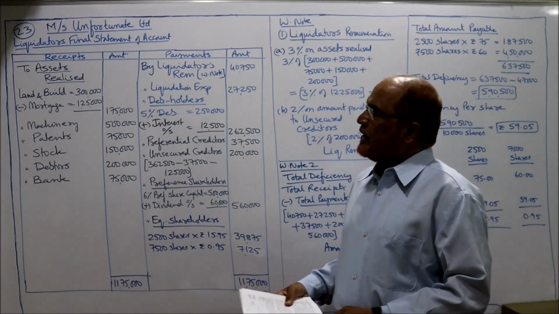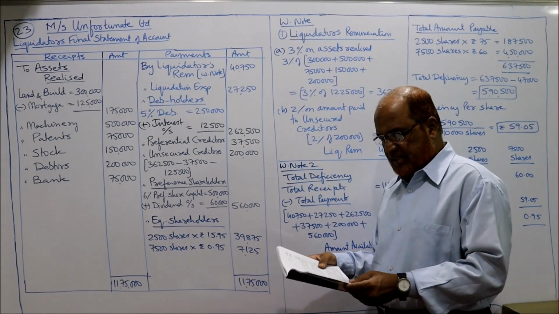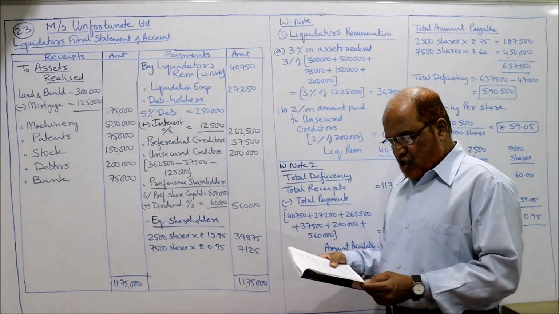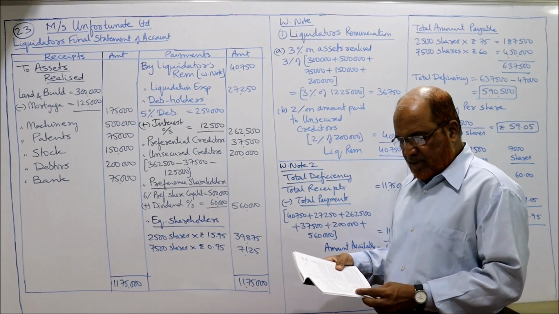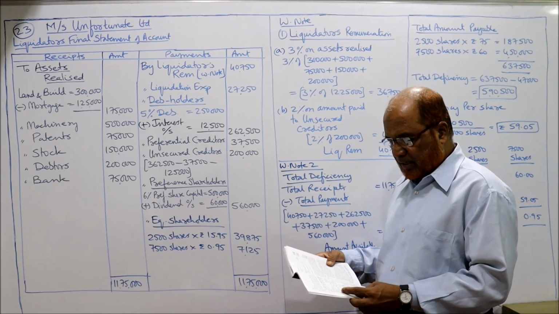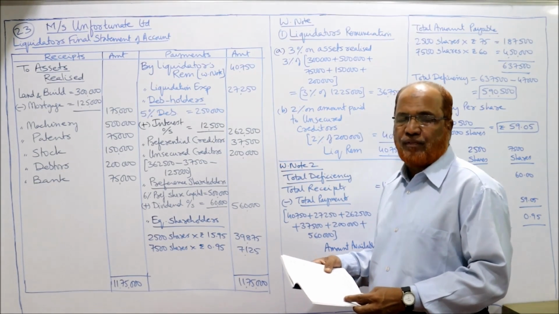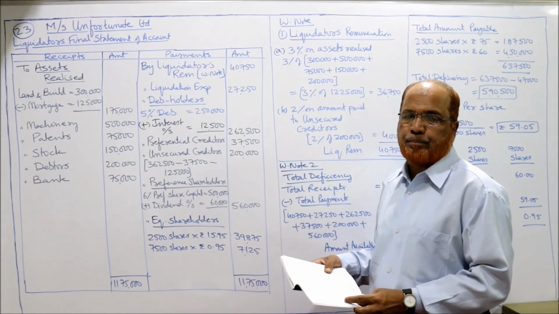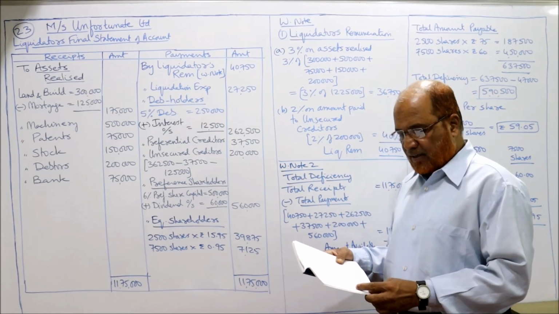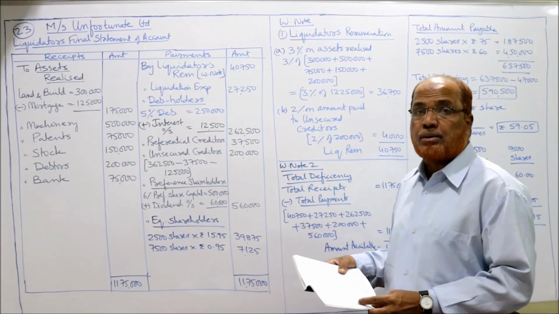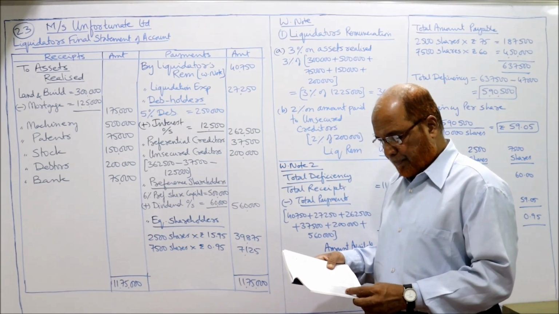Now we'll start problem number 23. The following is the balance sheet of Messrs Unfortunate Limited as on 31st December. Share capital: 2,500 equity shares of 100 each, 75 paid up, 1,87,500. 7,500 equity shares of 100 each, 60 paid up, 4,50,000. We have two classes of shares. The first class is 2,500 shares, 75 paid up per share, whereas the second class is 7,500 shares of rupees 100 each, 60 paid up.